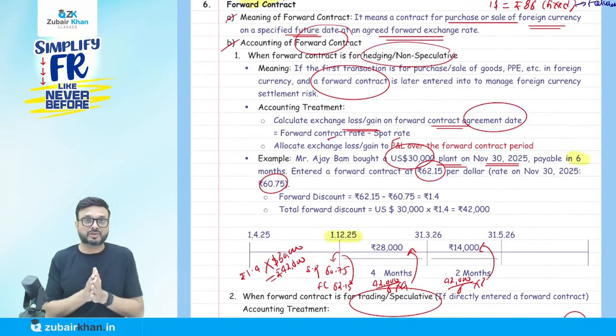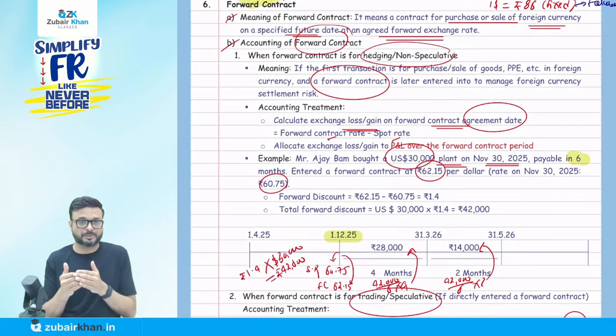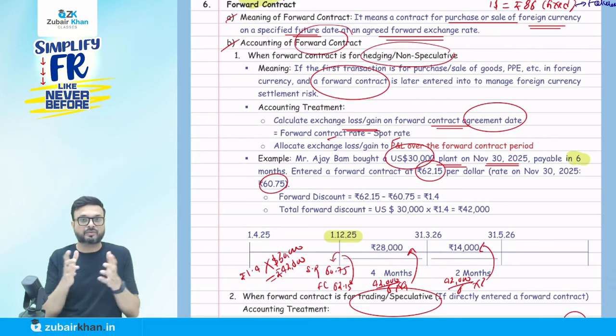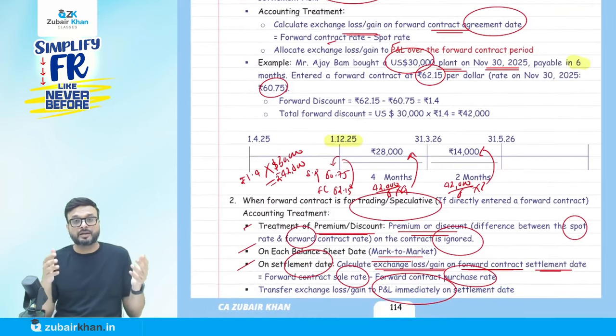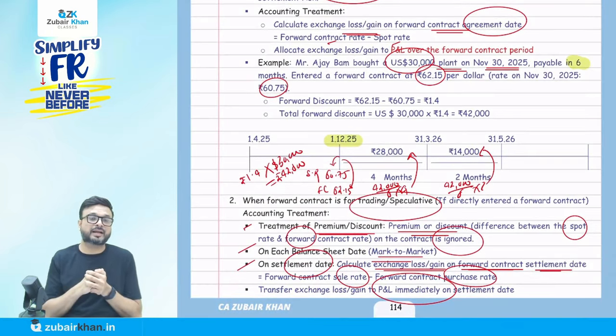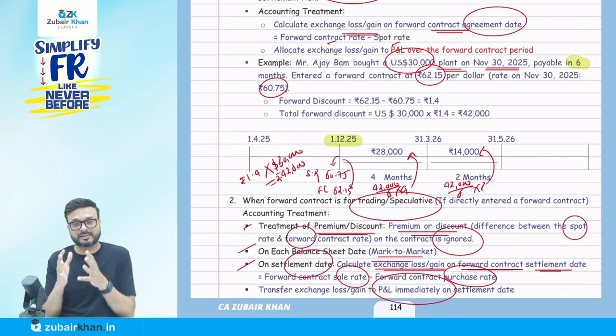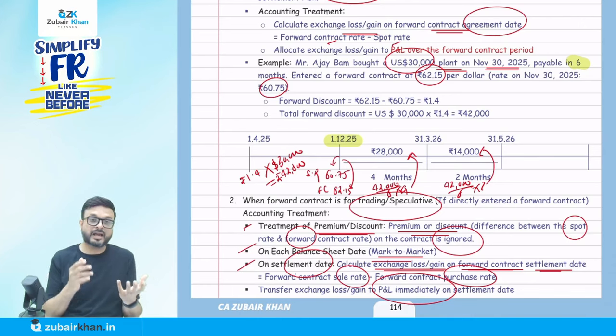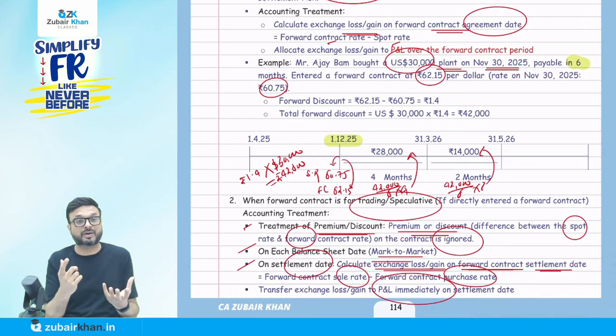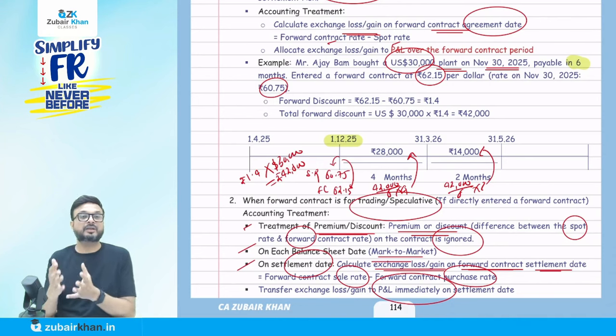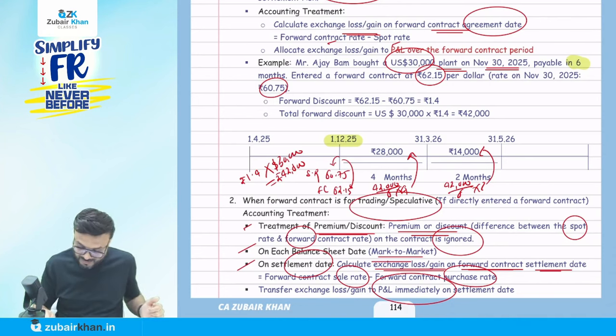And hedging in case of a forward contract, which is non-speculative: the difference between the spot rate and the forward rate will go to the P&L account over the life of the contract. But in case of speculative contracts, we are not going to do anything until the settlement date. Whatever the difference between the forward contract purchase rate and the sales rate is, that will be immediately recognized in the profit and loss account.